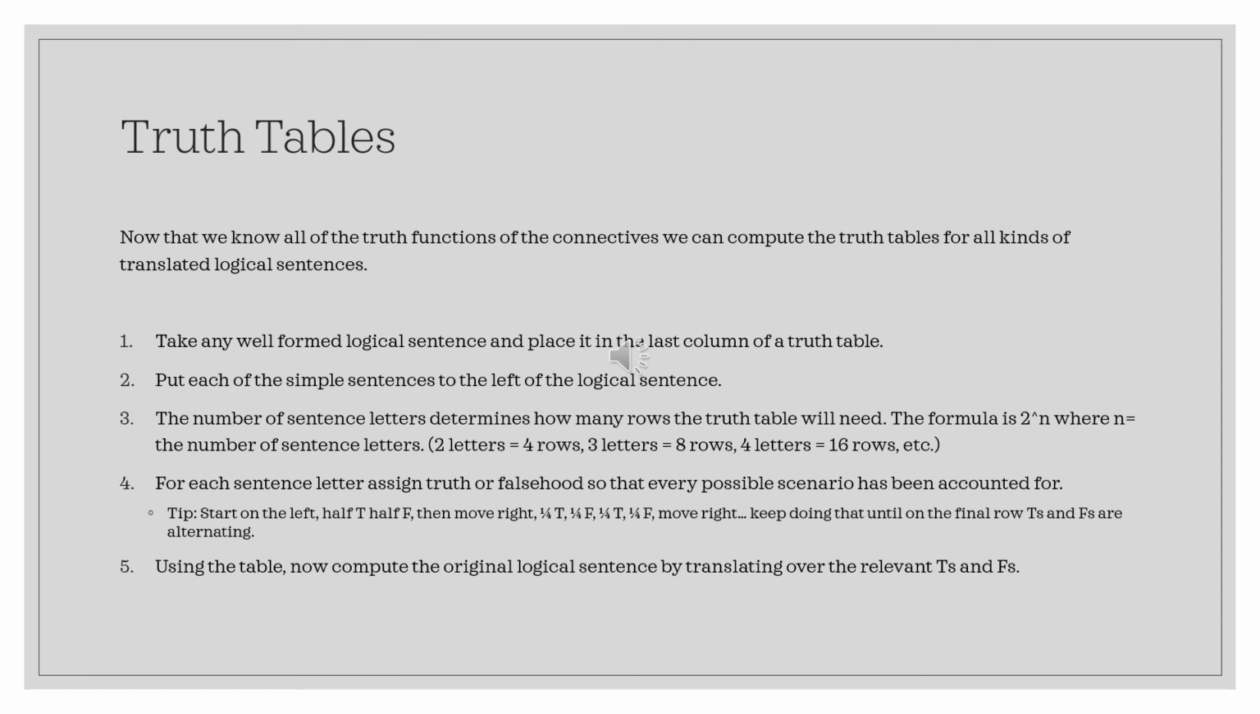If we're sticking to 3 sentence letters in this case, then you'll never have more than 8 rows. And so basically what'll happen is on the left-hand column, you'll have 4 T's, 4 F's, then you'll have two T's, two F's, two T's, two F's, right? And then on the final one, you'll have TF, TF, TF, TF all the way down.